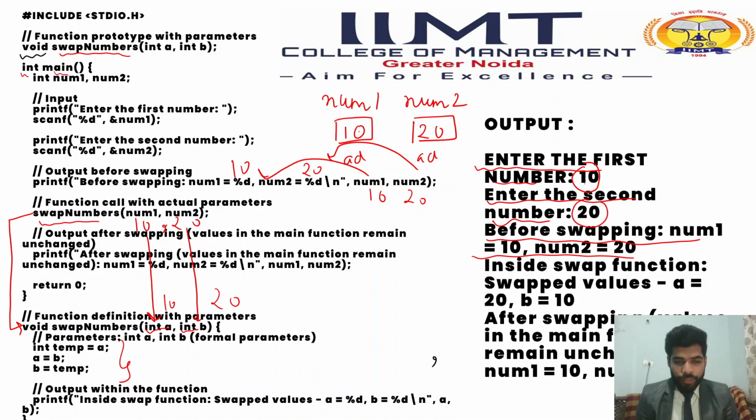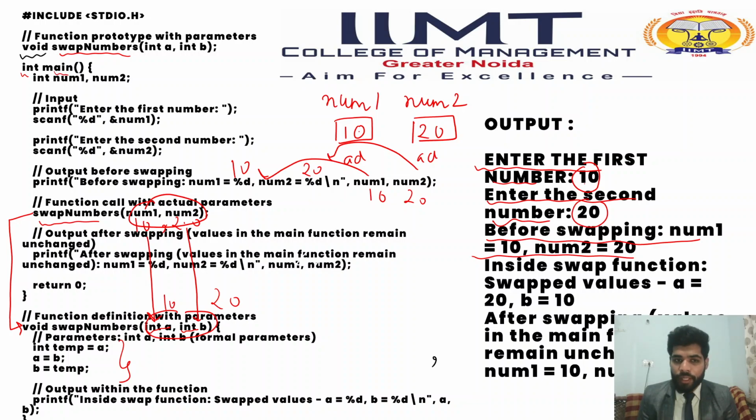So now we have swapped the numbers, but we have swapped the copied numbers. Okay, we have made a copy of these variables. For example, I have already explained this to you. These two variables, num1 and num2, these are different, and these two variables, they are different. Only the value of this variable is transferred into this variable. So if we made any changes to the value of this variable, it will not reflect on the original values of these variables.